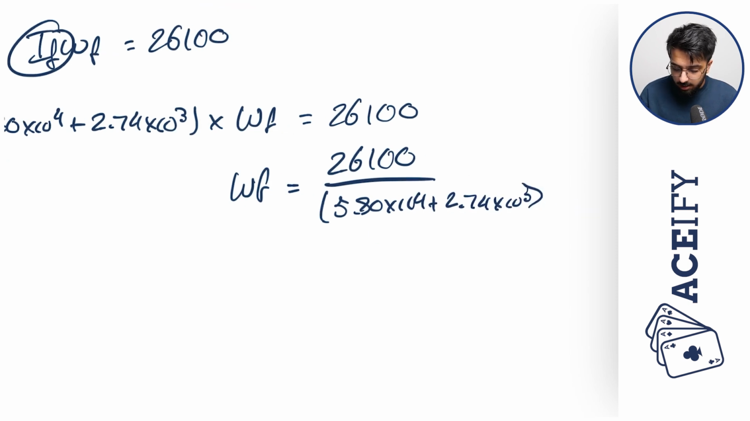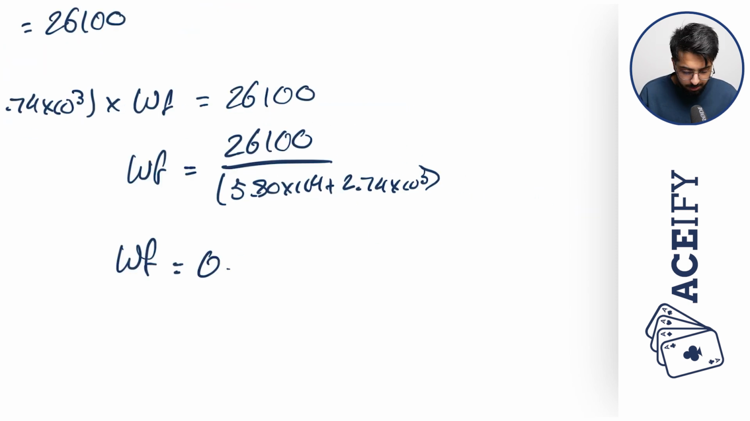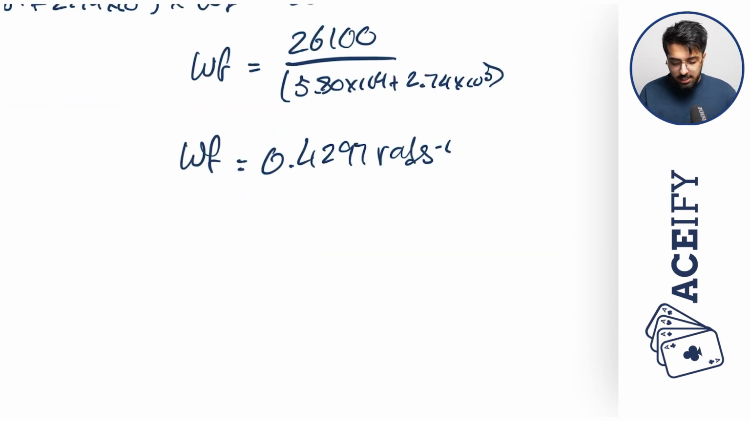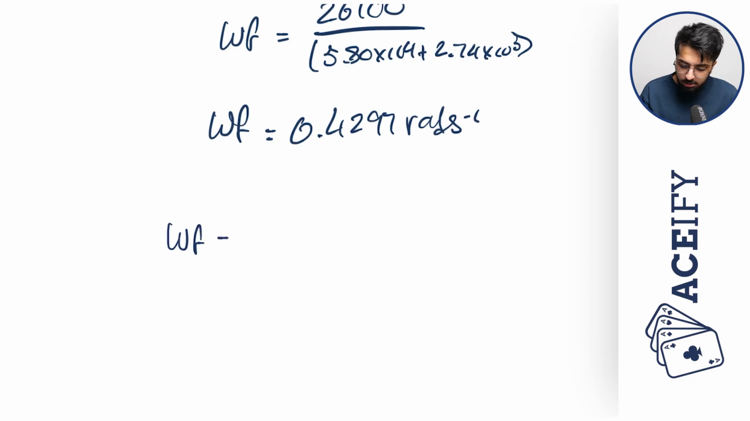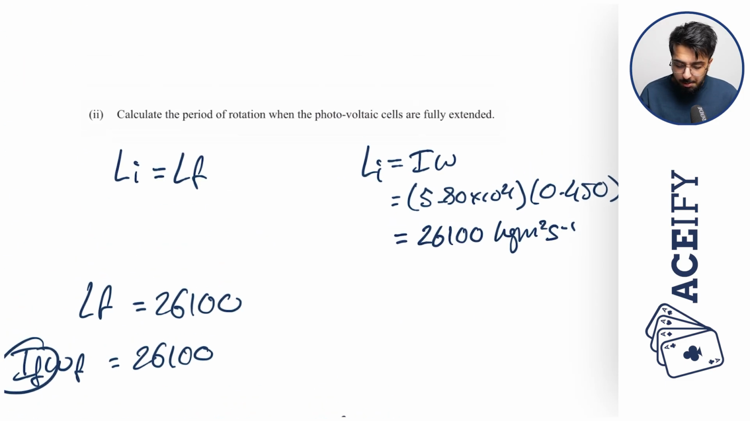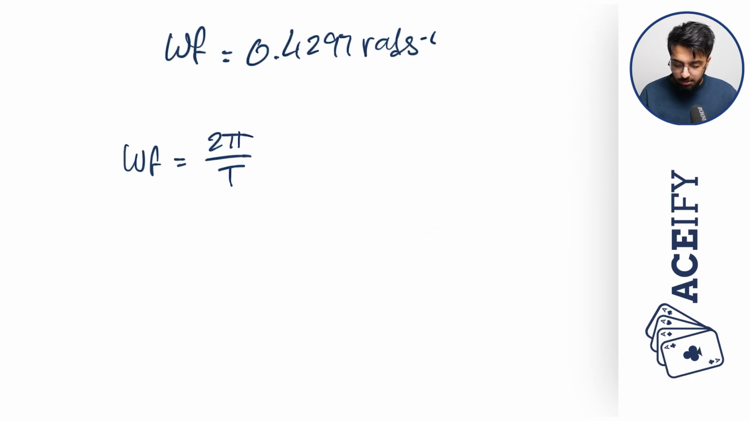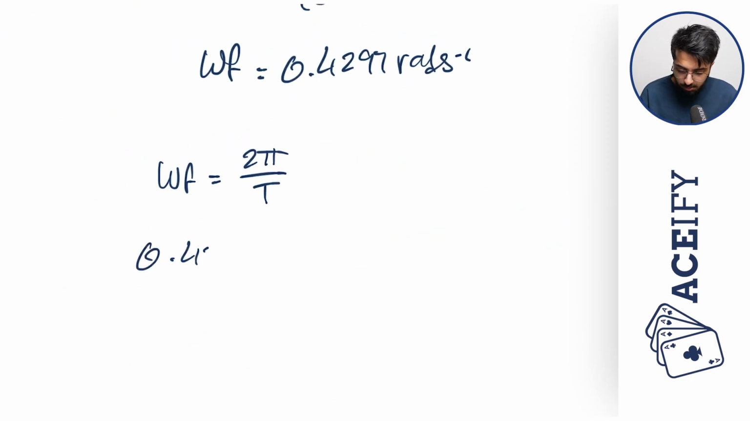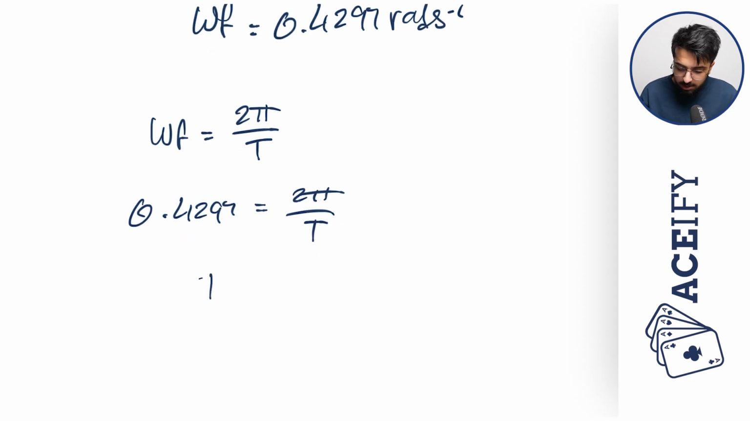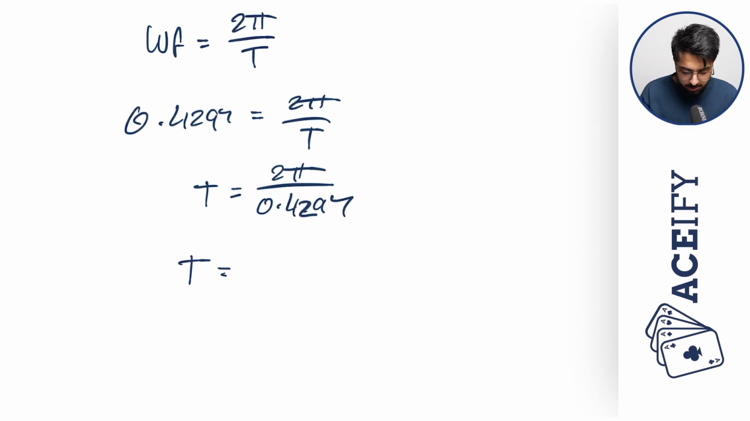And this gives an angular velocity finally as 0.4297 radians per second. And as we know, our angular velocity finally is going to be equal to 2 pi all over the period. And as you can see up here, the period is what we're trying to find. And so 0.4297 is equal to 2 pi all over our period. Therefore our period is equal to 2 pi all over 0.4297, and this gives a period of 14.62 seconds. There we go.